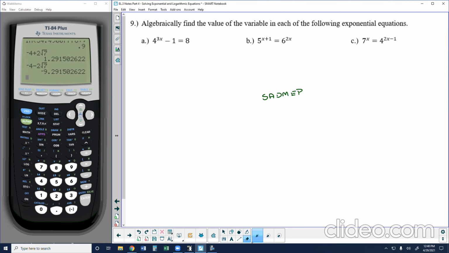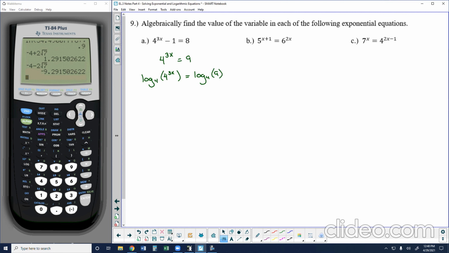So what I see in problem number 9 is that in order to eliminate the exponent, I need to first move the 1. So I'm going to add 1 to both sides here. If I add 1 to both sides, I get 4 to the 3x power equal to 9. Now, in order to eliminate the exponential expression with base 4, I need to use a logarithm of the same base. So log base 4 of 4 to the 3x power. I'm going to take that of both sides of my equation.